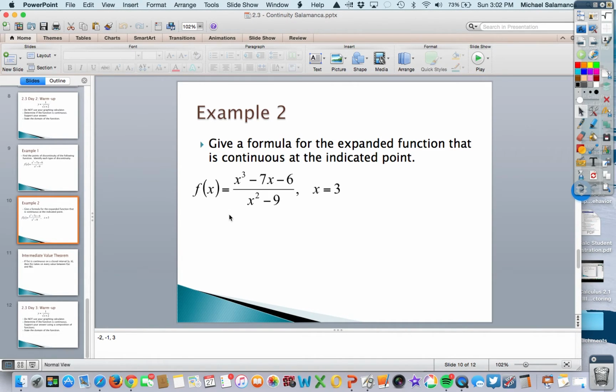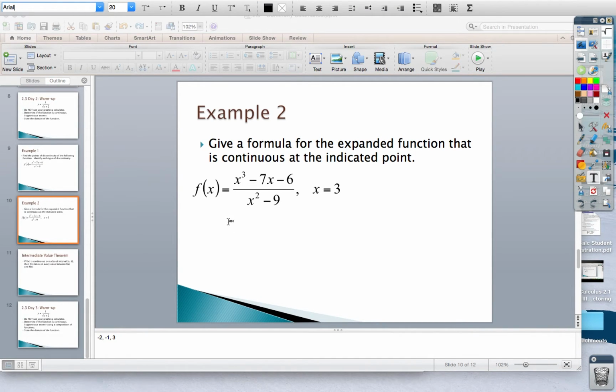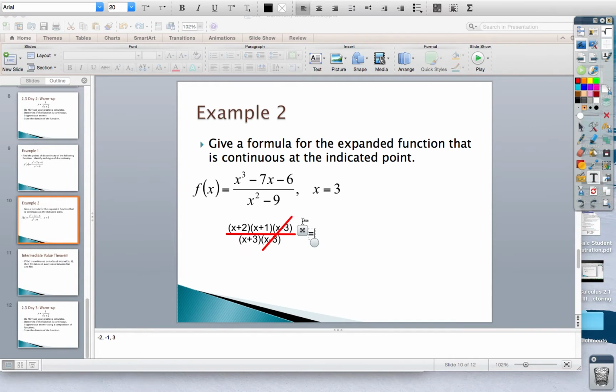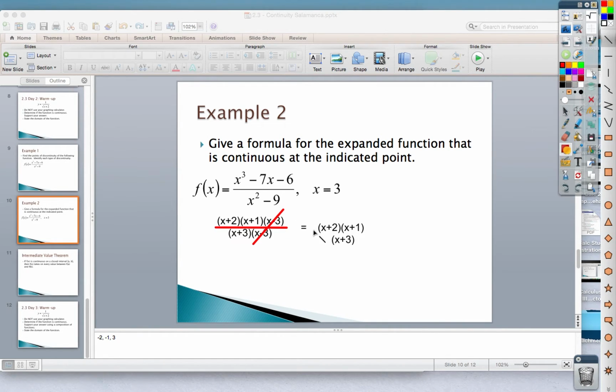We would take the same exact function that we had and begin to factor. So this will be x plus 2, x plus 1, times quantity x minus 3, all divided by x plus 3, x minus 3. Now again, we can cancel these out, the x minus 3's, and we're left with the function x plus 2 times x plus 1, all divided by x plus 3. And this is what our expanded function would look like.